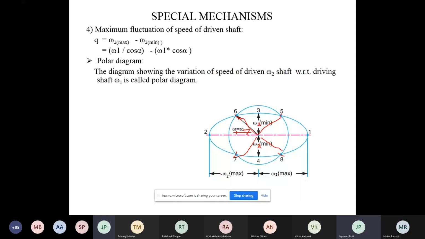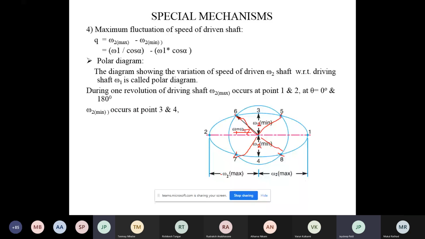Okay. Now the diagram showing the variation of the speed of the driven shaft with respect to the driving shaft is called a polar diagram. Now during one revolution of the driving shaft, theta, omega 2 max occurs, means maximum speed of the driven shaft occurs at points 1 and 2, means angle 0 degree, 180 degree. Okay. Now omega 2 minimum, or minimum speed of the driven shaft, you will get at points 4 and 3, means angle 90 and 270 degree.